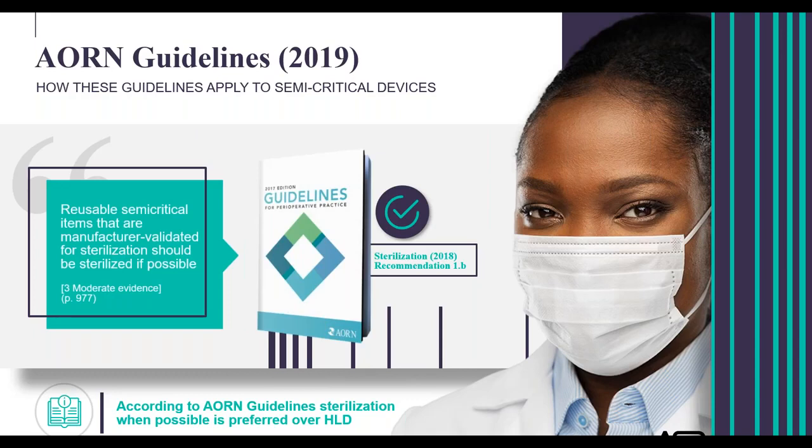So, if and when you have a higher level of reprocessing available to you and that device has been validated for that higher level of reprocessing, the recommendation is to use it. And while it's not listed here, AAMI Standard 91 states that when possible and practical, flexible and semi-rigid endoscopes should be sterilized due to the greater margin of safety built into sterilization.